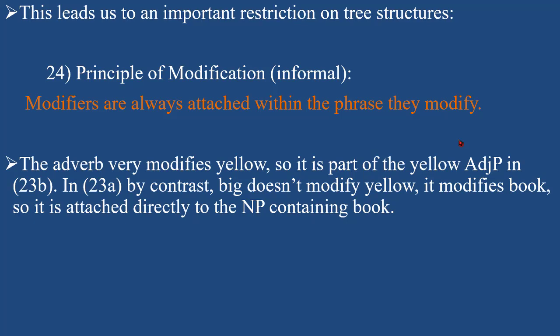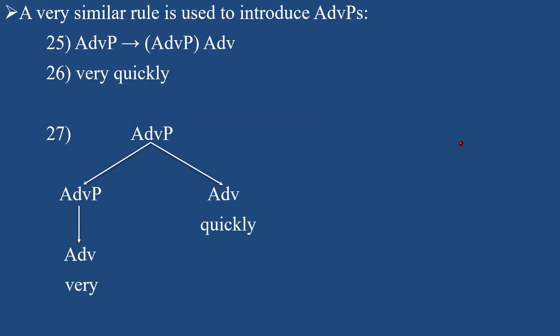In 23a, by contrast, "big" doesn't modify "yellow". We cannot say "big yellow" as a unit. It modifies "book", so it is attached directly to the NP containing "book". So both of them, "big" and "yellow", are attached to "book", because they modify it. In 23b, "very" only modifies "yellow", so it is only attached to the adjective phrase "yellow".